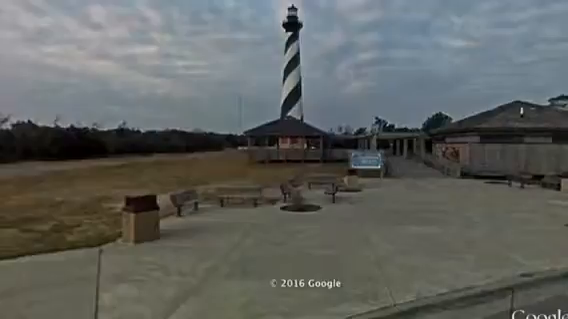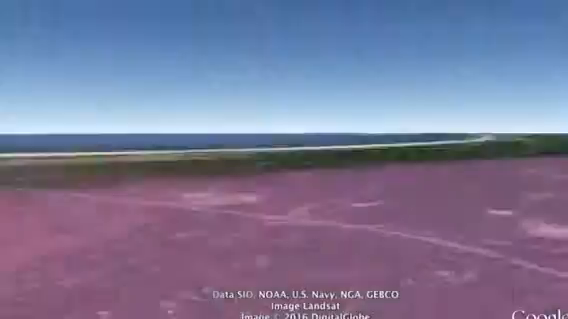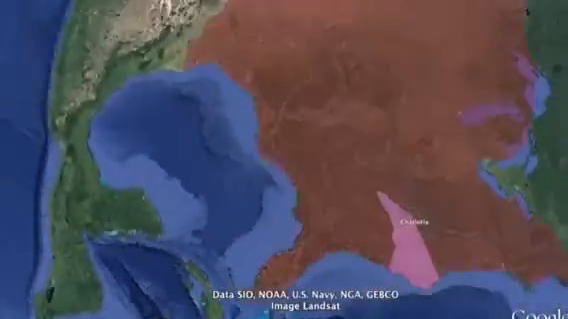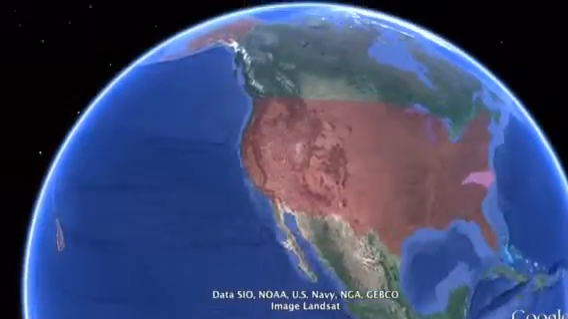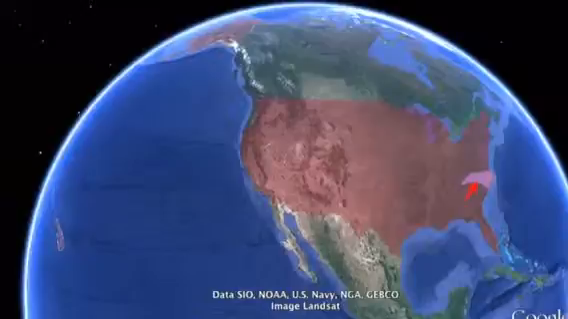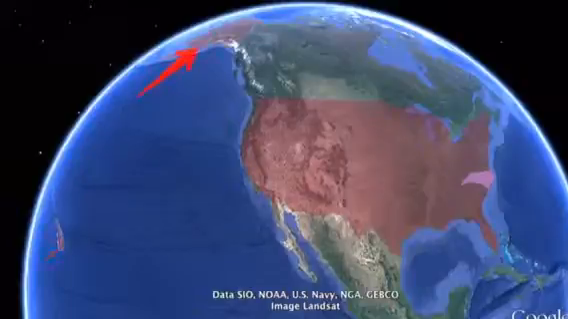And as we continue our journey, let's look at the United States. So here you see, this is North Carolina, and the rest of the red outline is the United States. There is a part right here. This is Hawaii. And there's a part right here, and this is Alaska. Everything else is pretty much on the mainland.